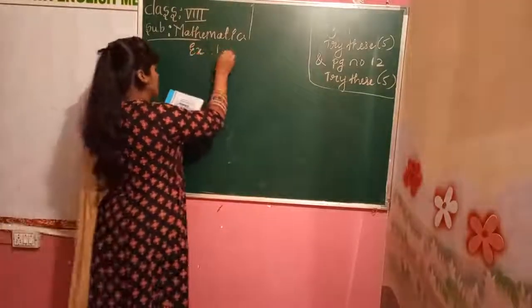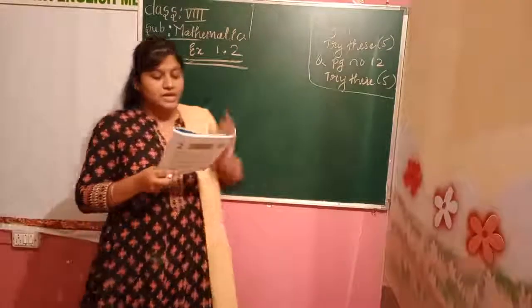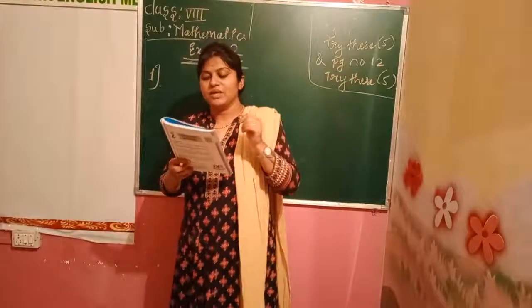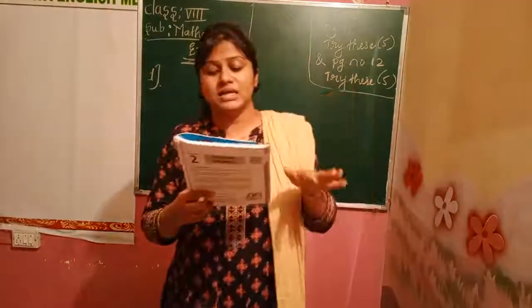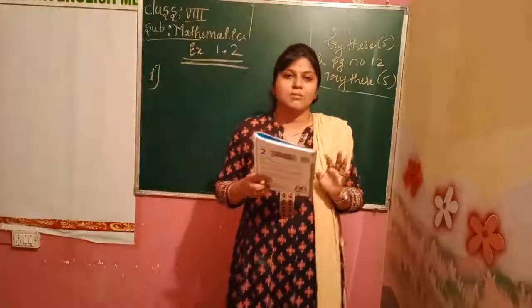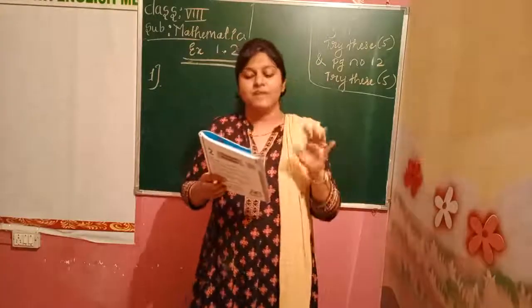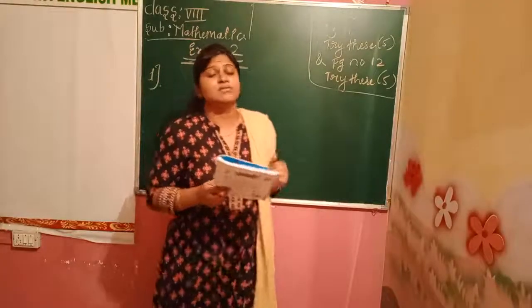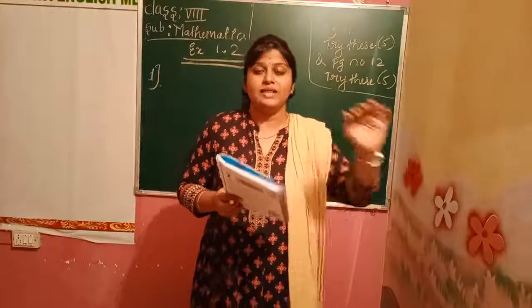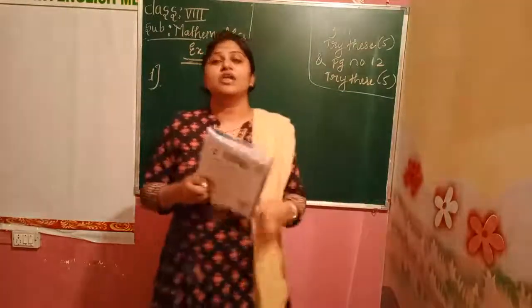Exercise number 1.2. First sum, okay, we'll read it. If 21y5 is a multiple of 9, where y is a digit, what is the value of y? They have given a number 21y5, and it is a multiple of 9. They are telling us to find the divisibility by 9 and to find the value of y.